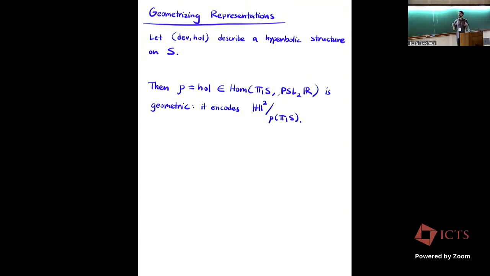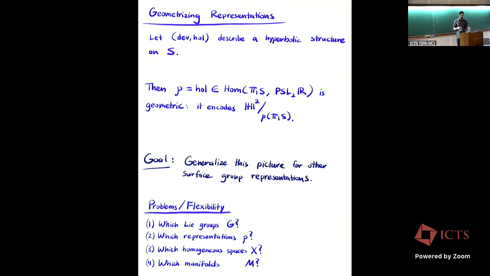And our goal for today's talk is to generalize this to some other settings. So given some surface group representation from pi1S into some other Lie group G, can we realize it as the holonomy of some geometric structure? Can we geometrize it? Well, when you think about this question, you realize that there's a number of indeterminates that you need to fix. You need to choose some Lie group or class of Lie groups you want to work with.